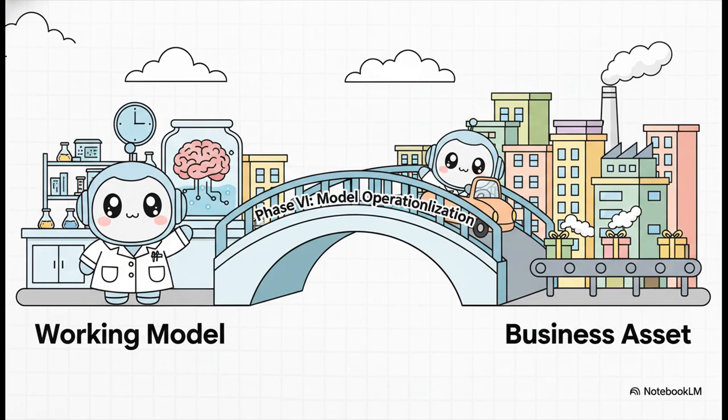And that's exactly where phase 6 of the CPMAI methodology comes into play. It's called Model Operationalization, and it is the absolute crucial bridge between your working model and a living, breathing business asset. This is the part where we go from a cool science project to a real-world business solution.